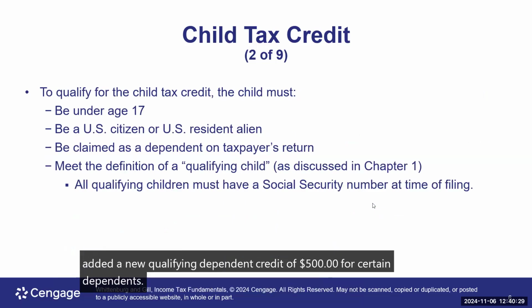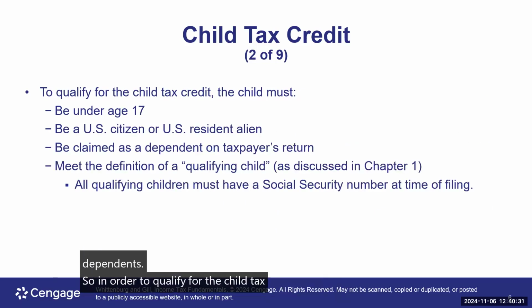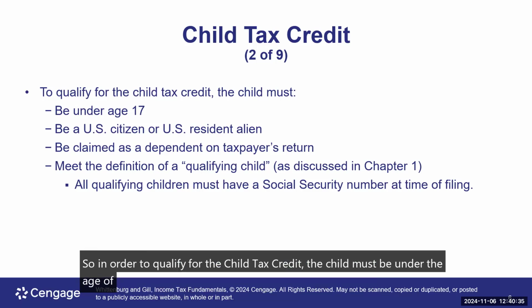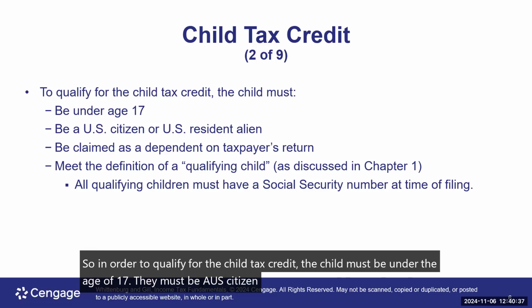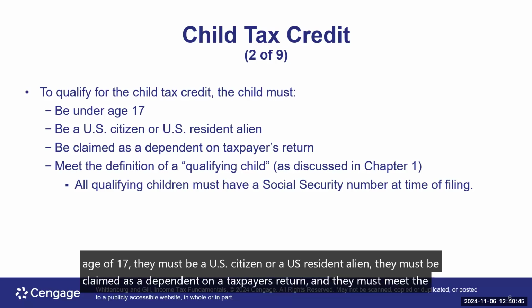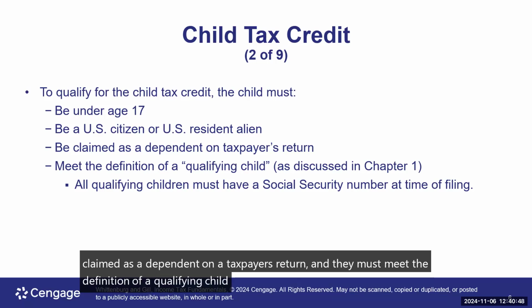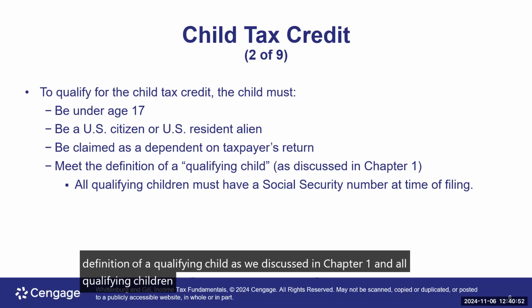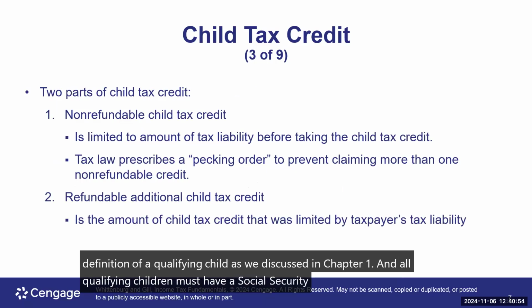So in order to qualify for the child tax credit, the child must be under the age of 17. They must be a U.S. citizen or a U.S. resident alien. They must be claimed as a dependent on a taxpayer's return, and they must meet the definition of a qualifying child, as we discussed in Chapter 1. And all qualifying children must have a Social Security number at the time of filing.